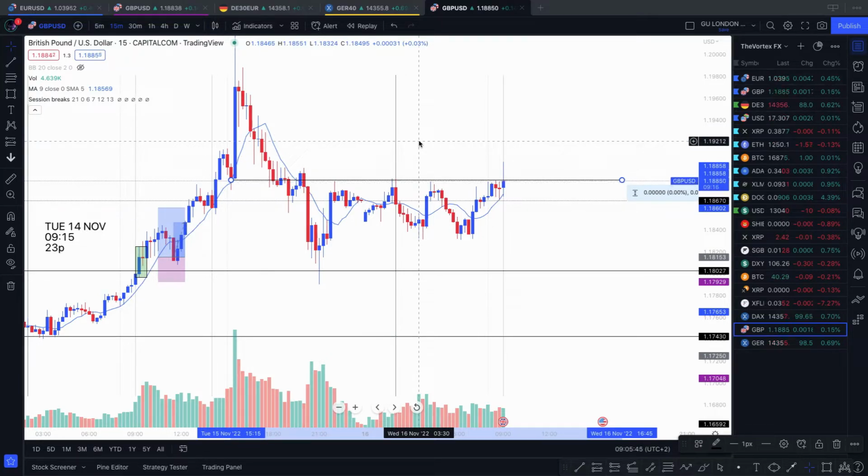I am the Vortex Trader, and today we are checking out GBP USD on the 15-minute time frame. The London session just opened, and this is what we are looking for.